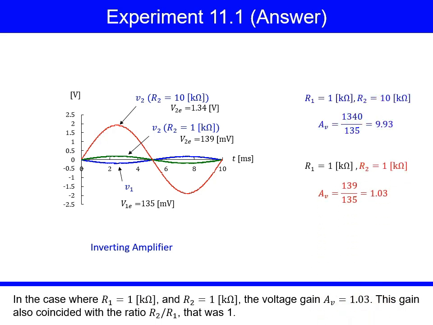In the case where R1 was 1 kiloohm and R2 was 1 kiloohm, the voltage gain AV was 1.03. This gain also coincided with the ratio R2 over R1, that was 1.